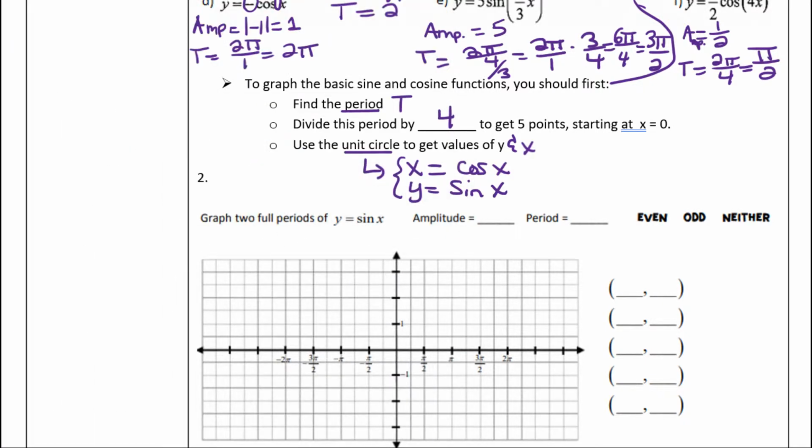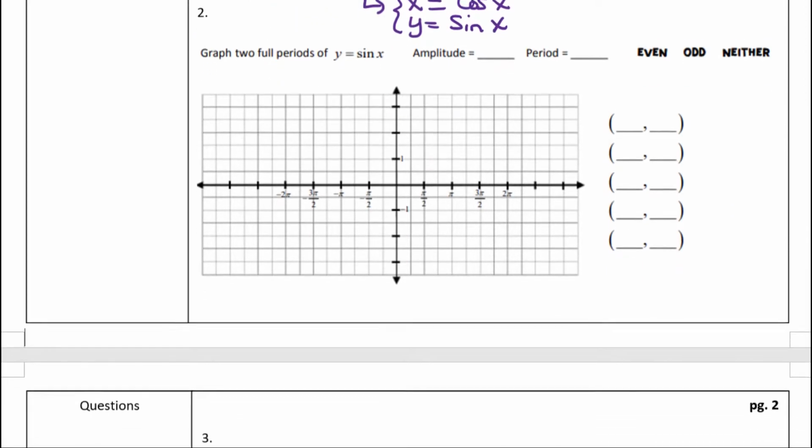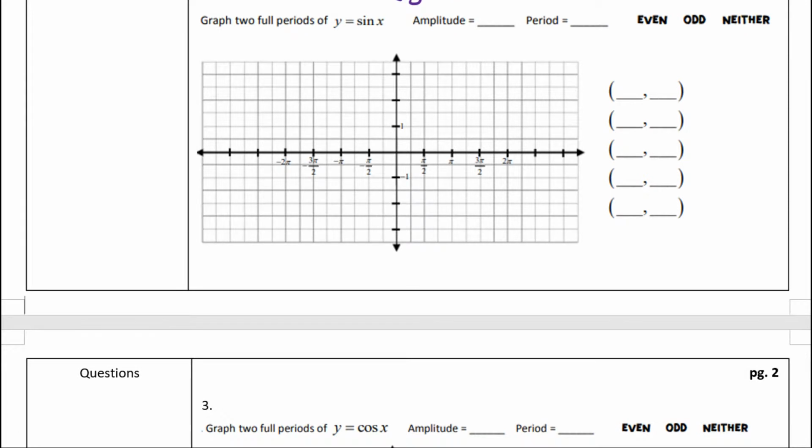So let's look at the following problem. We want to graph 2 periods of y equals sine x. The amplitude here is 1, an invisible 1 in front of the sine. There's an invisible 1 in front of the x there, so it's 2 pi over 1, which is simply 2 pi.